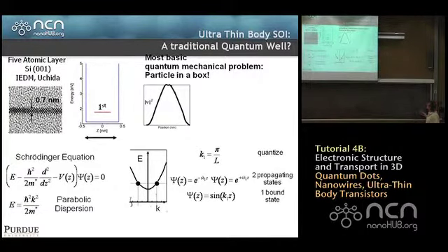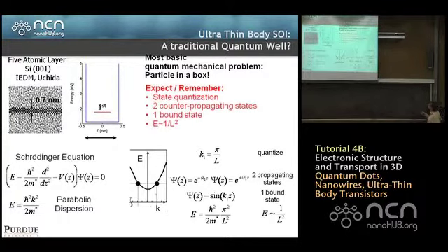So that's all fine and dandy. What you notice is that the eigenenergy scales as 1 over L squared, where L is the width of this well. So the smaller you make it, the higher the energy is, as the square of that. And so what you expect out of this, and what you should remember, is that you have state quantization, you have 2 counter-propagating states forming 1 bound state, and the energy is separated by 1 over L squared.